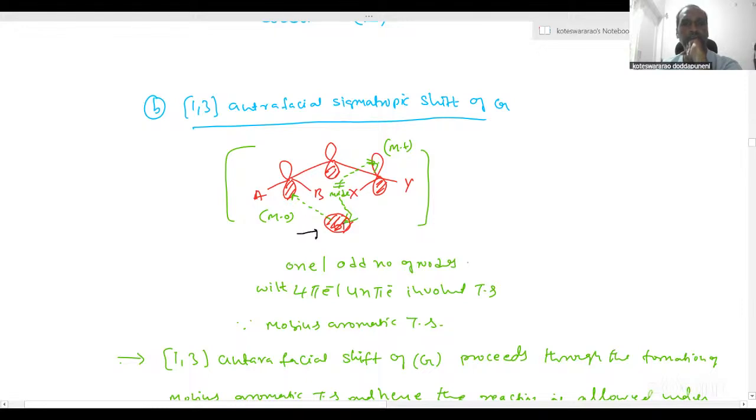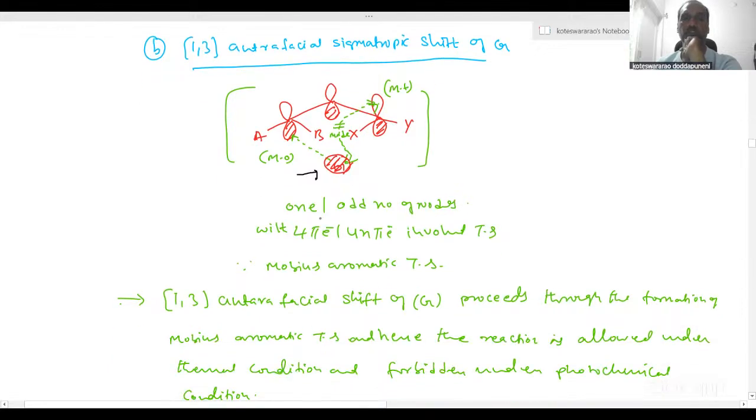Now this migrating group migrates in the antarafacial mode. That means at the migration origin, it exists below the plane, attached to the positive phase. Once it is detached, it migrates to the migration terminus above the plane. Now the interactions are established between the upper lobe of the pi system at the migration terminus and the group, which leads to one node.